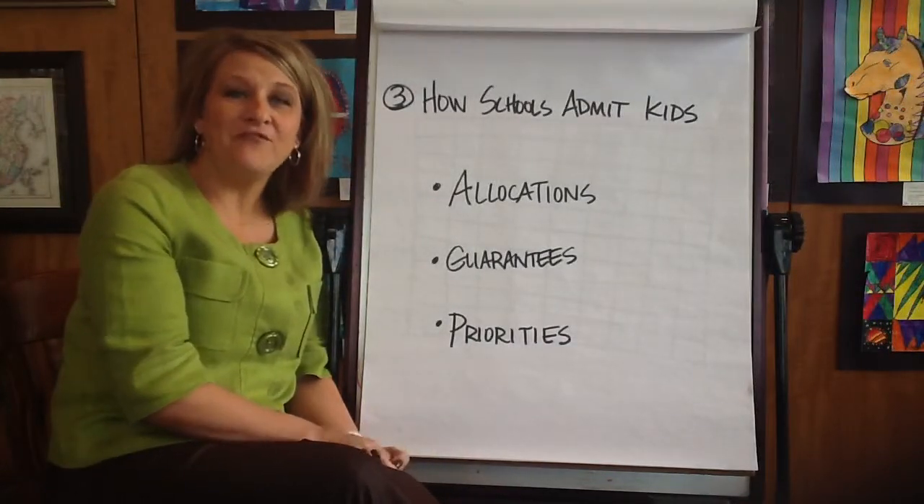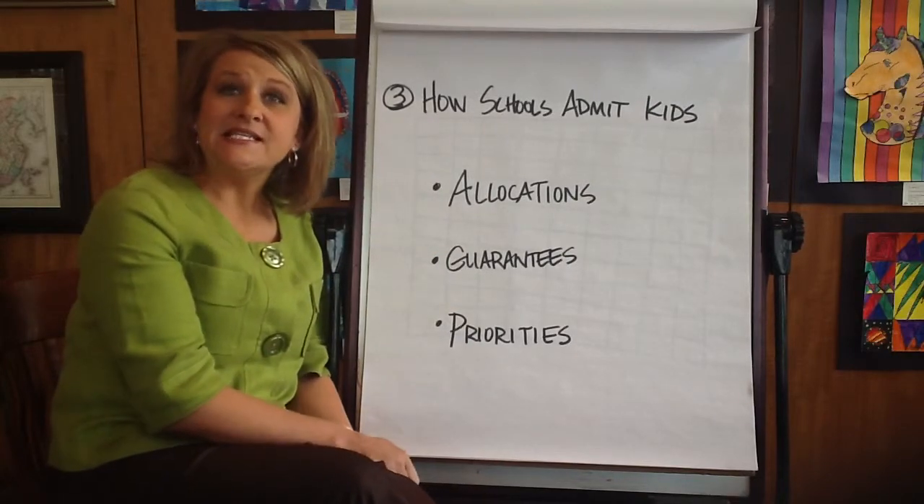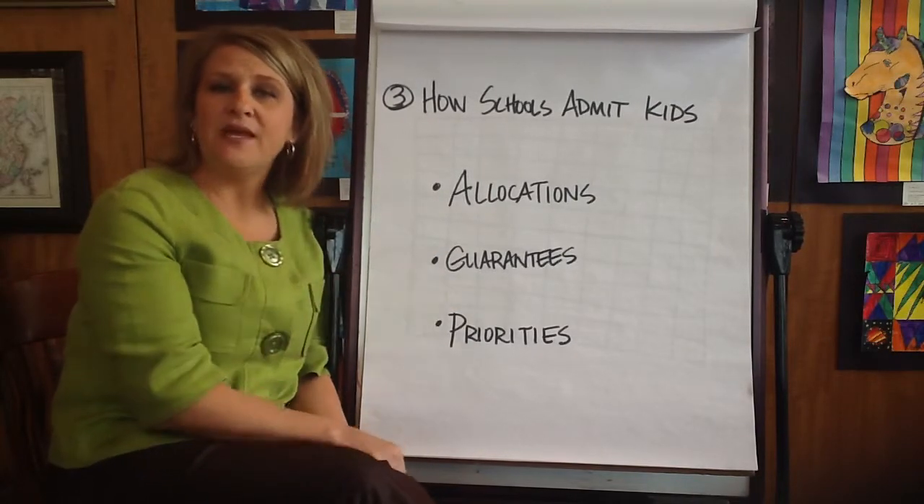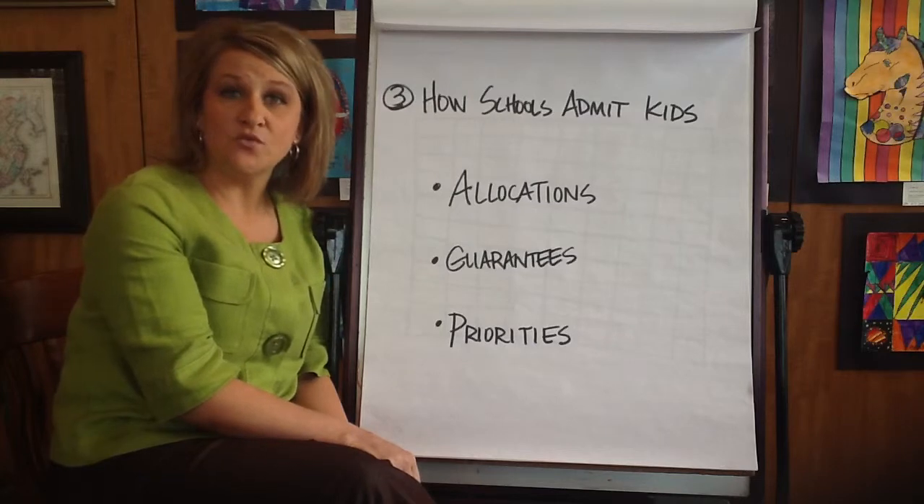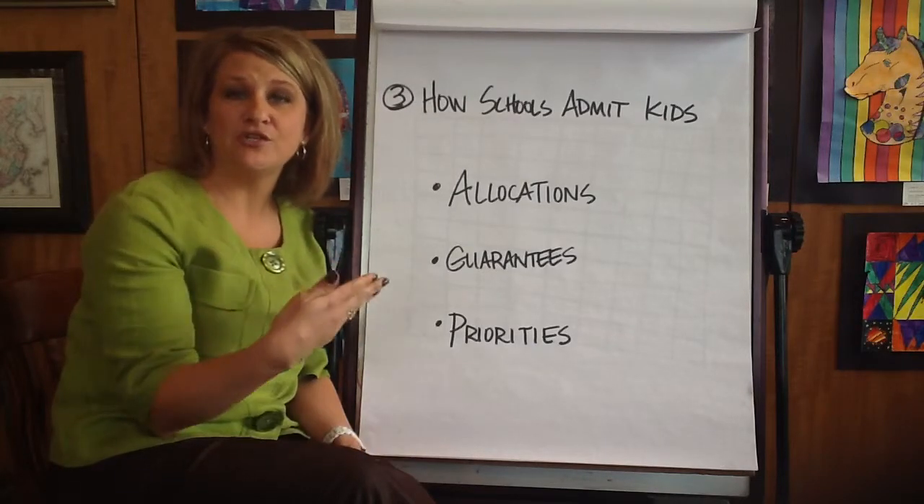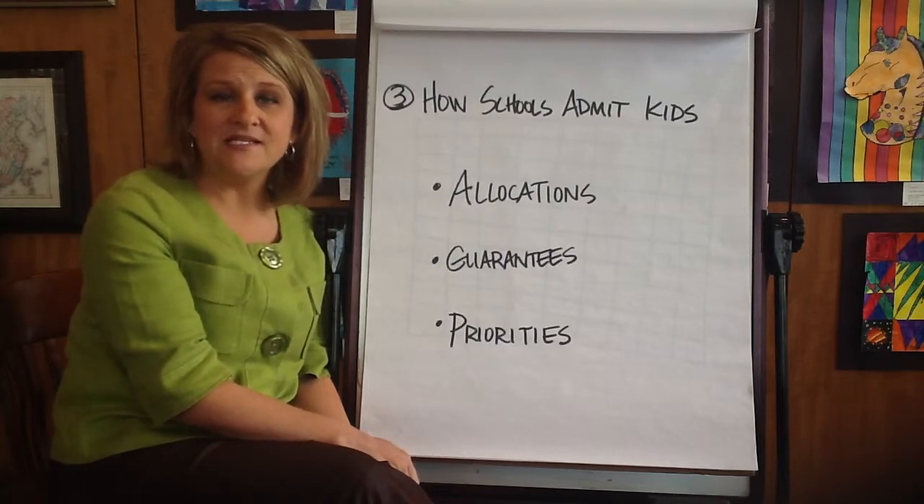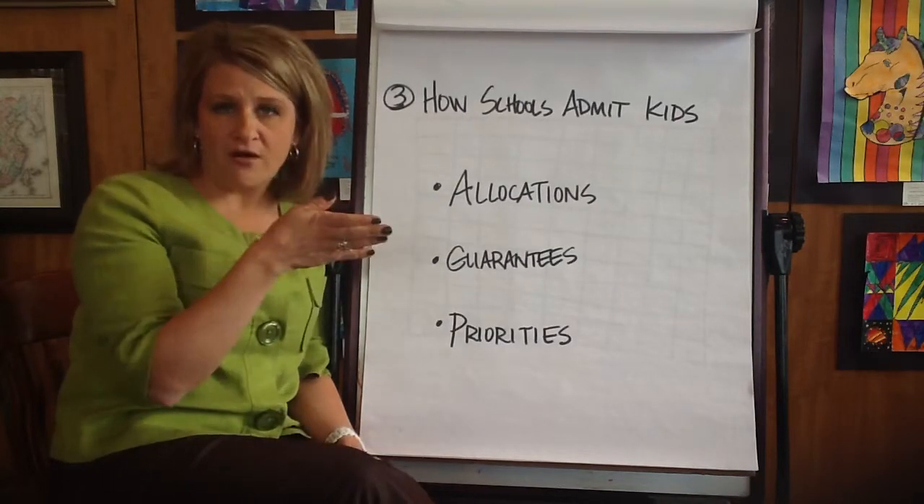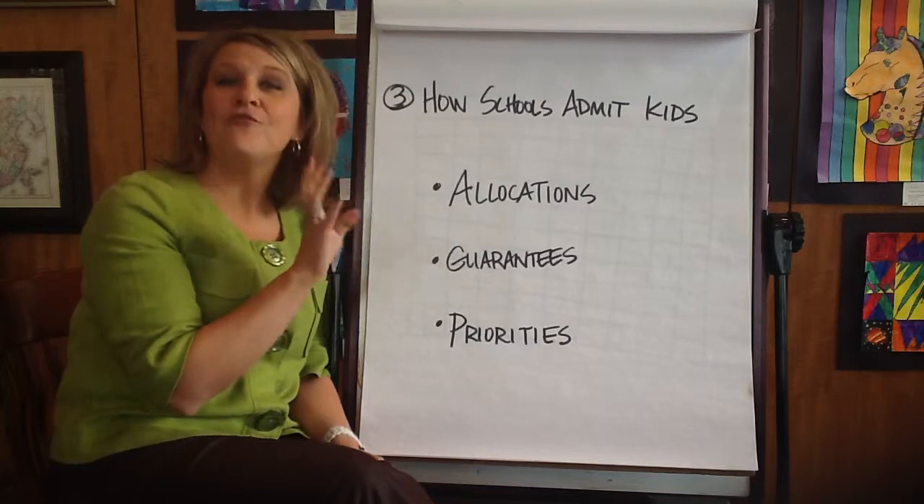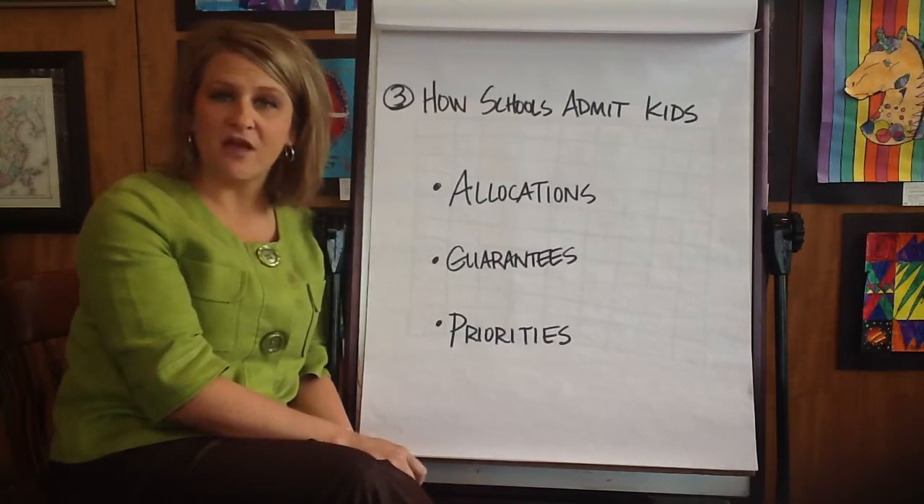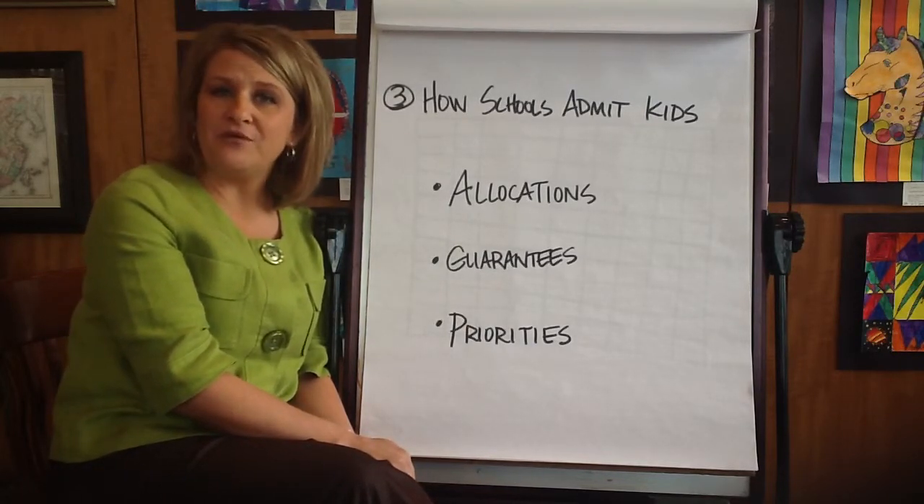A good example of an allocation is DSST Stapleton. And as some of you might know, DSST Stapleton as a school very much values having a diverse mix of kids within their school based on socioeconomic status. So what they do is they earmark or reserve or allocate 40% of their seats in their lottery for students who qualify for free and reduced lunch.